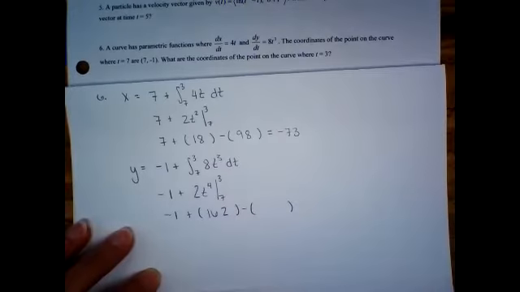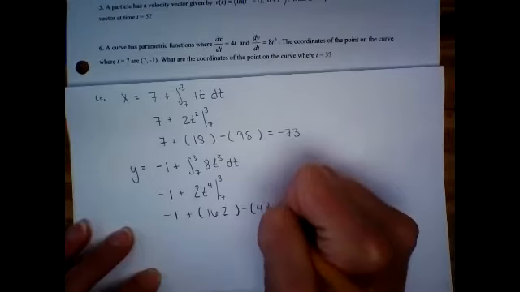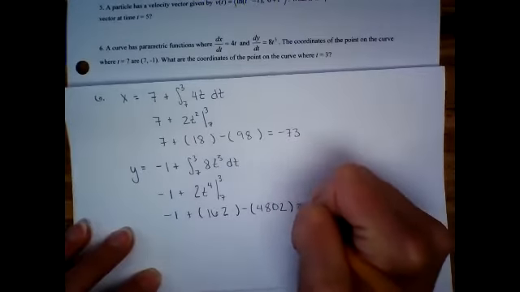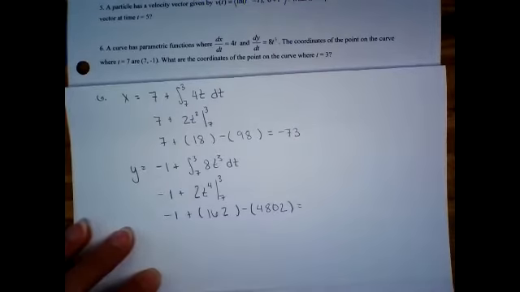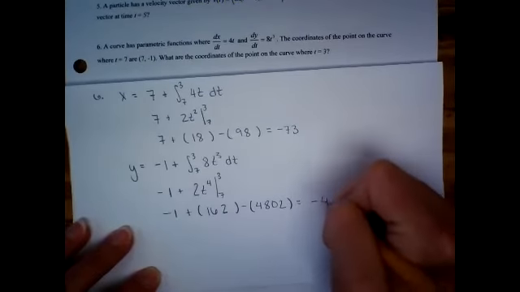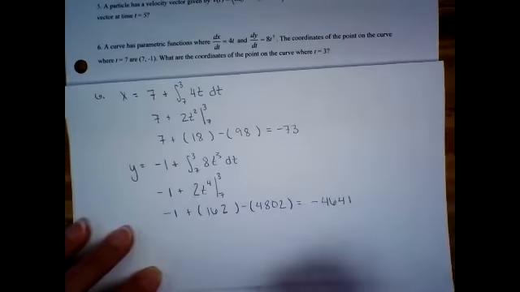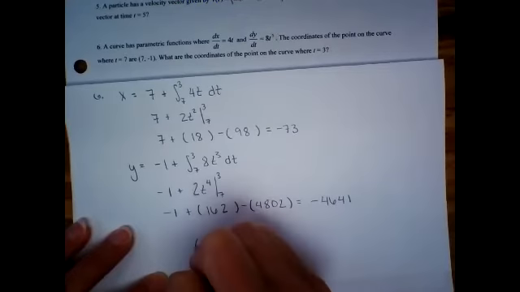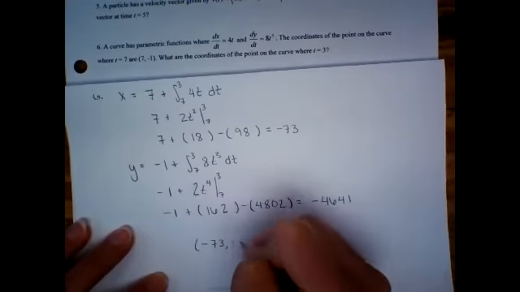And then I don't know what 2 times 7 to the 4th is. Let me type that in. That is 4,802. And then let me add all this together. So I got negative 4,641. So these are our coordinates for x and y, and so this is your final answer.